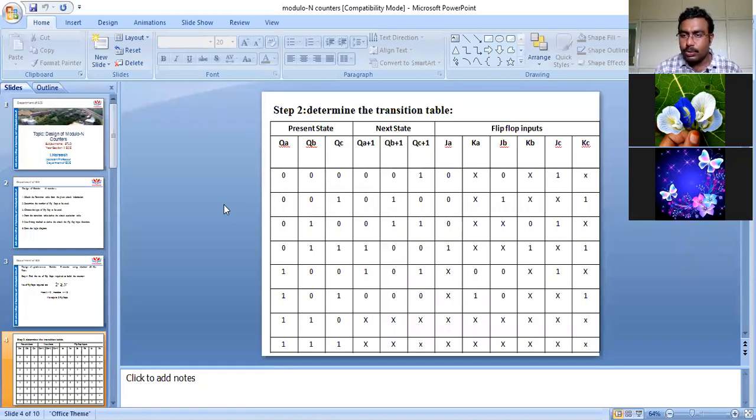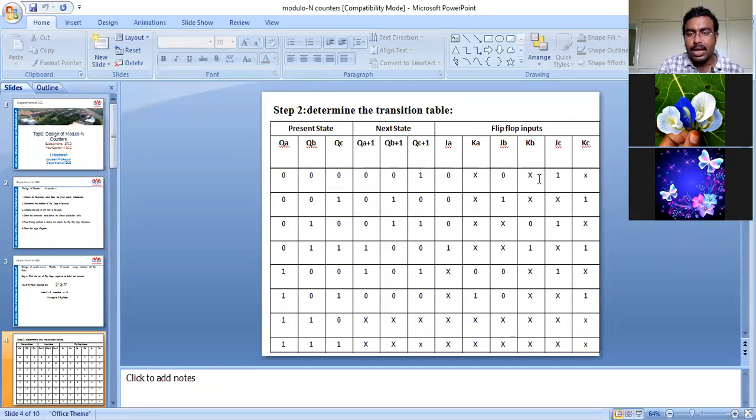Here in the question itself, they have given us that you have to use JK flip-flops, and in step 1 we found out we need 3 JK flip-flops to design a modulo 6 counter. For 3 JK flip-flops, we have 6 inputs, since each JK flip-flop has 2 inputs, J and K. For flip-flop A, JA and KA are the inputs. For the second flip-flop, JB and KB are the inputs. For the third flip-flop, JC and KC are the inputs.